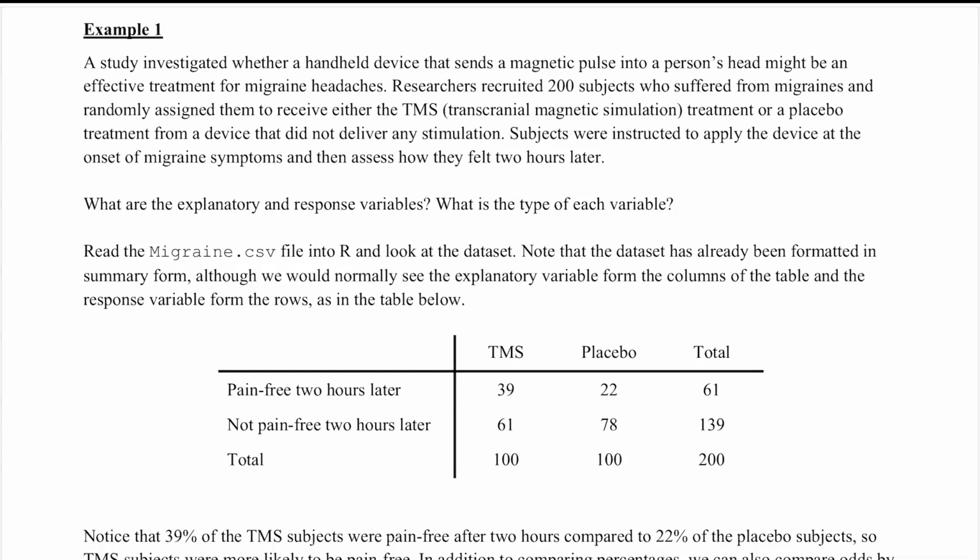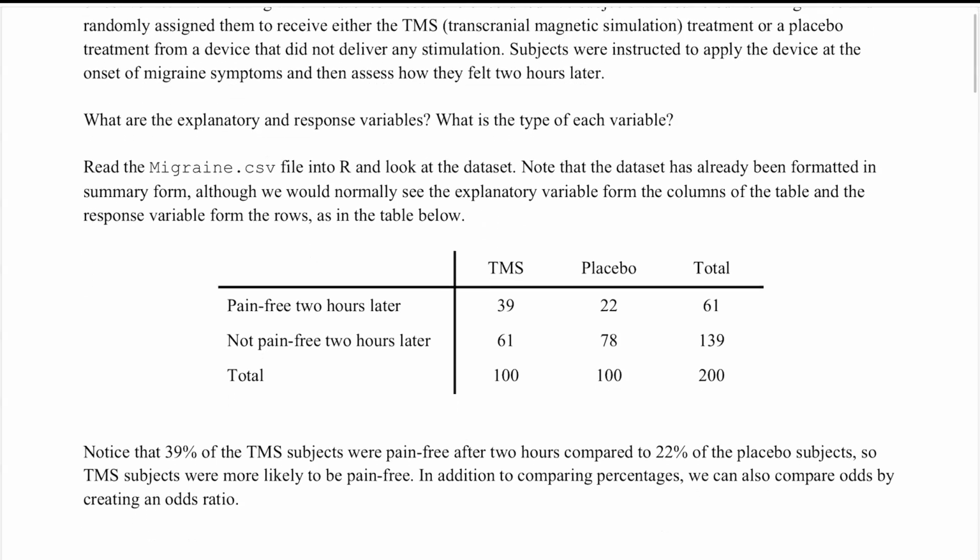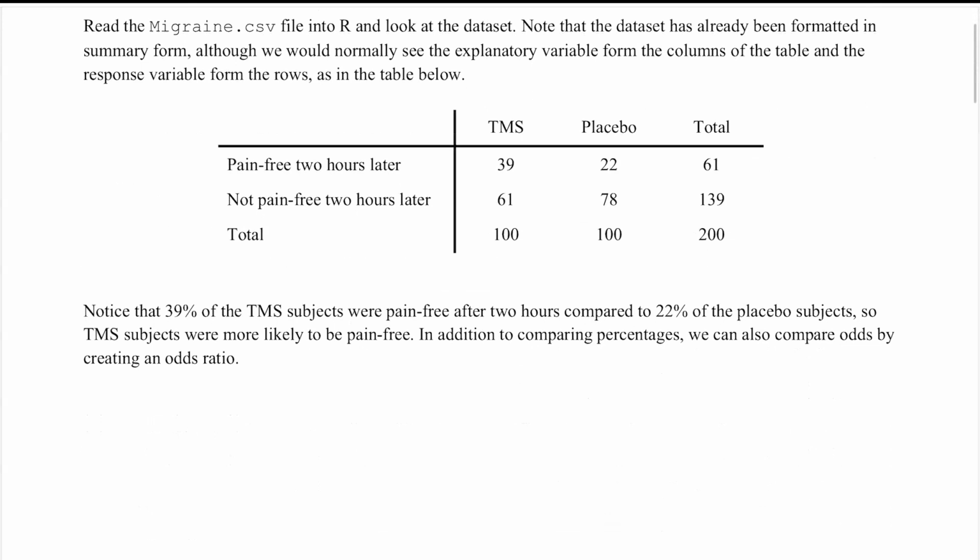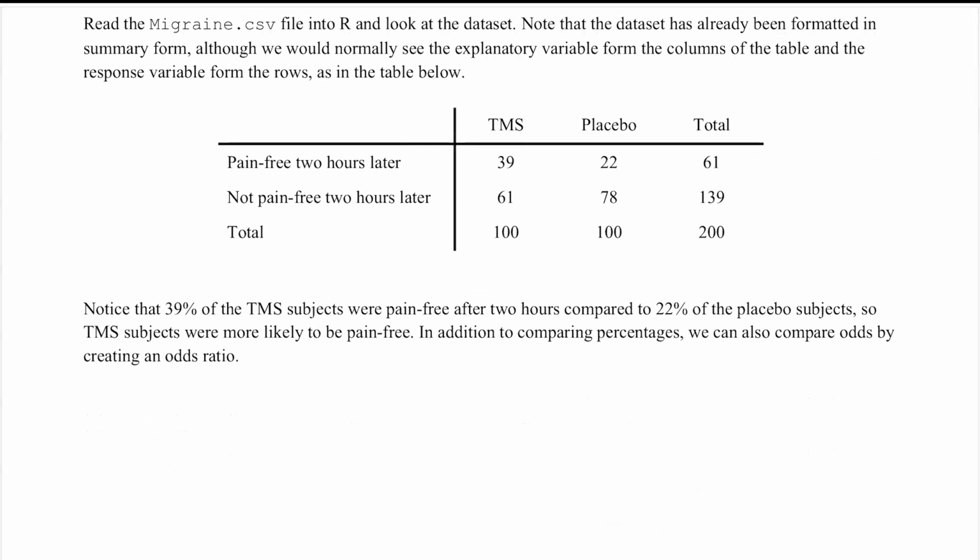Now you have this migraine.csv data file, and when you look at that in R, you'll see that it's already in summary form. It's like this table. The thing is that usually when we make a two-way table like this, the explanatory variable is what forms the columns and the response forms the rows normally. When you look at this data set in R, you'll see that it's just the opposite.